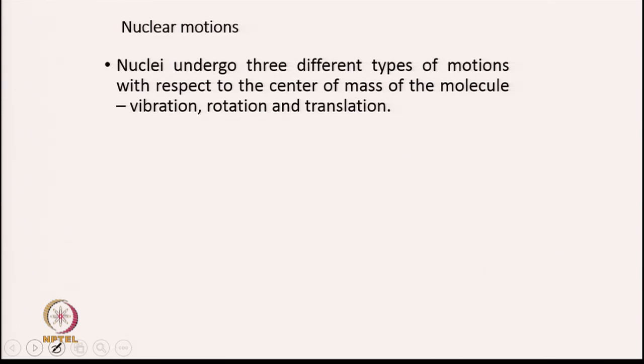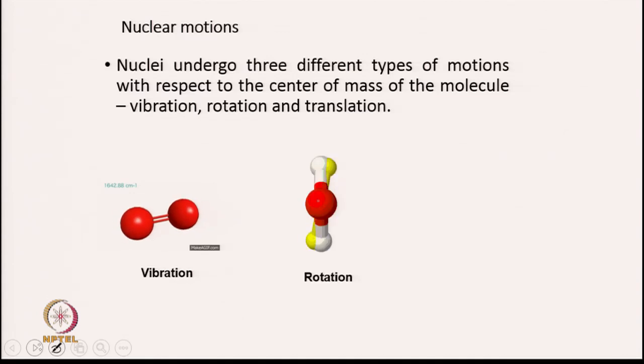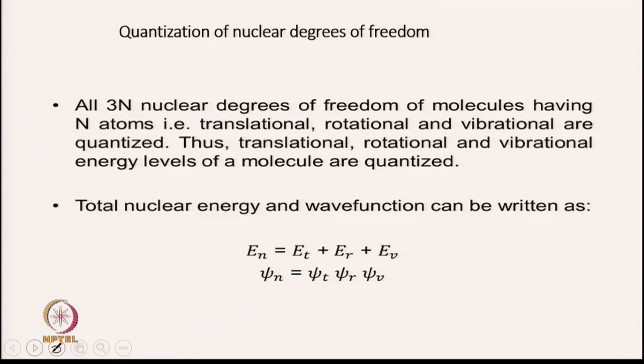Now, nuclei can undergo three different types of motion with respect to the center of mass, that is vibration, rotation and translation. So, this is your vibrational motion, this is your rotation, and this is your translation. All these make up the 3n nuclear degrees of freedom of a molecule having n atoms. So, if there are n atoms in a molecule, there will be 3n nuclear degrees of freedom that include translational, rotational and vibrational. The energy levels due to these motions are also quantized.